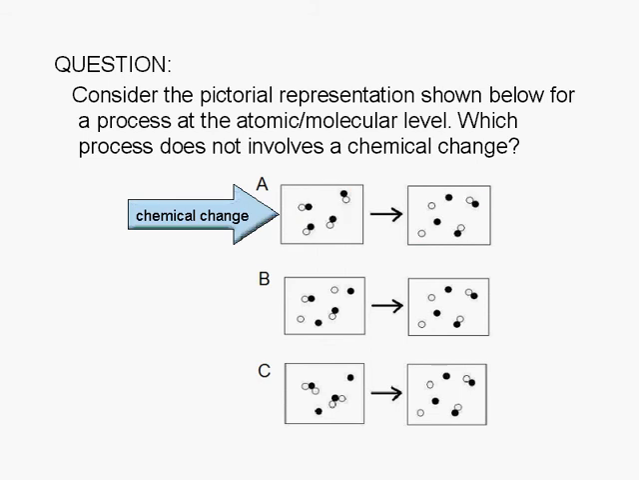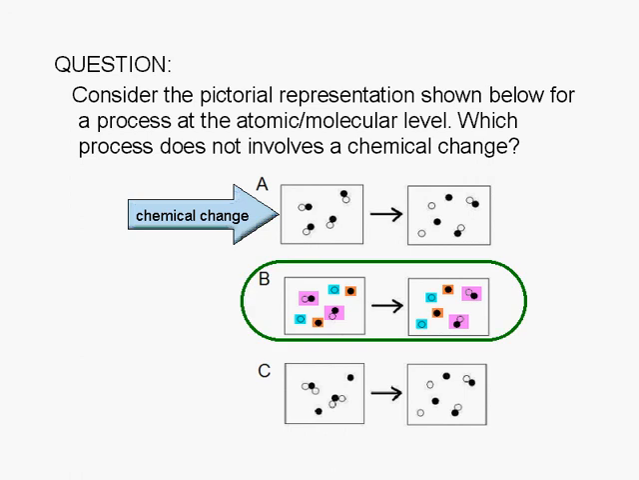Let's examine process B. Here we start with a mixture of a pure compound and two elements, this one and this one. And what we end up with is the same thing, a mixture of the same compound and the same two elements, this one and this one. Therefore, process B does not involve a chemical change. The correct answer is B.